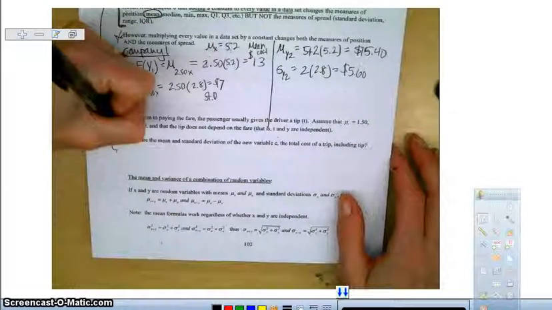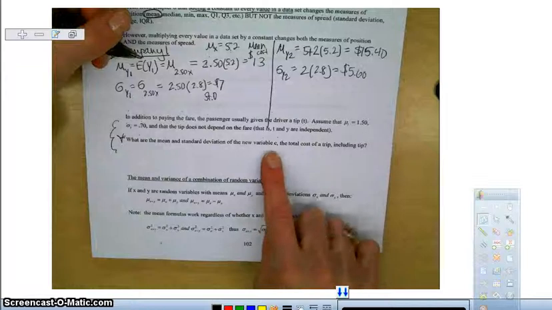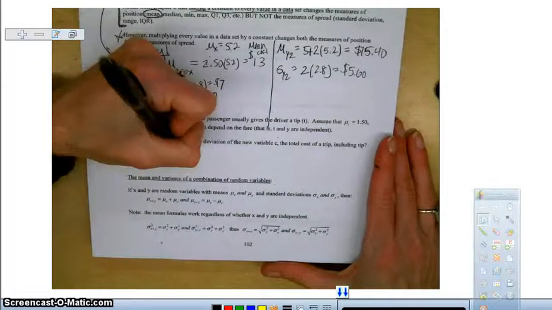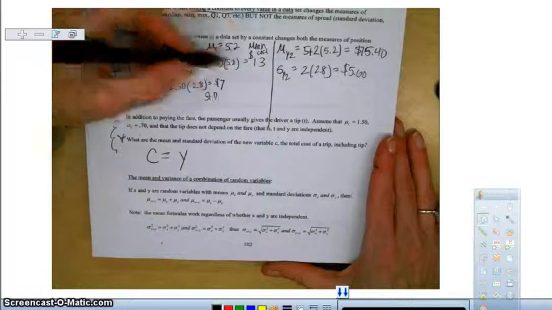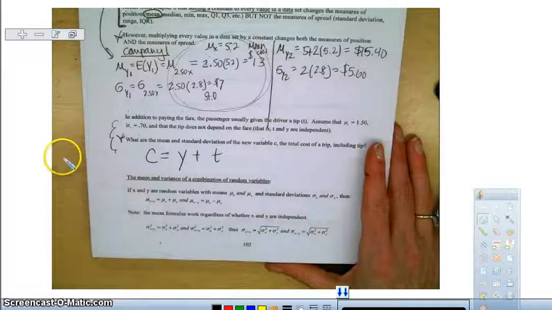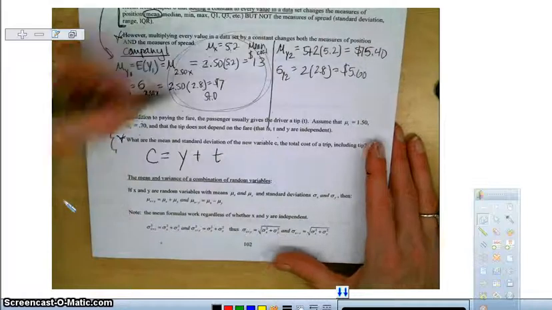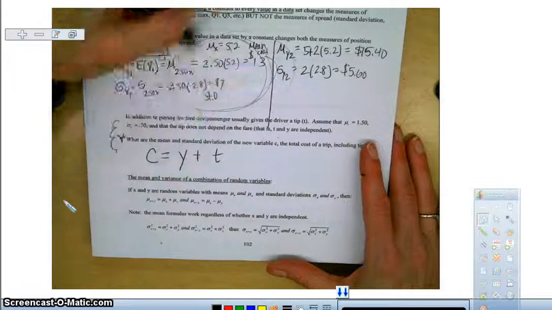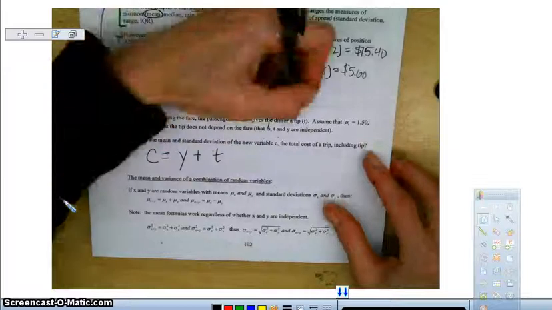Now we're going to find this on the next page, but the cost of a trip, C, is equal to Y, the cost, plus the tip. Does that make sense? The cost we figured out up here. This was the Y we figured out up here. The tip, we just now have information about the tip.